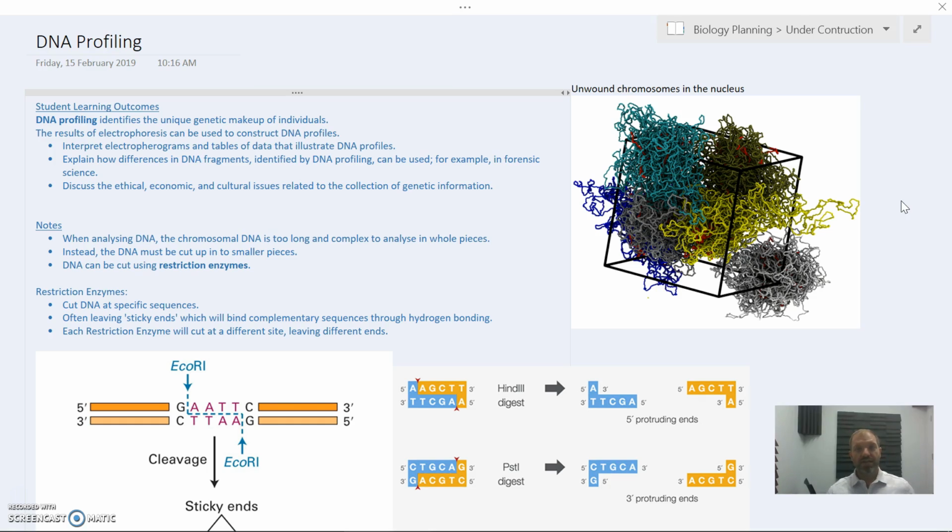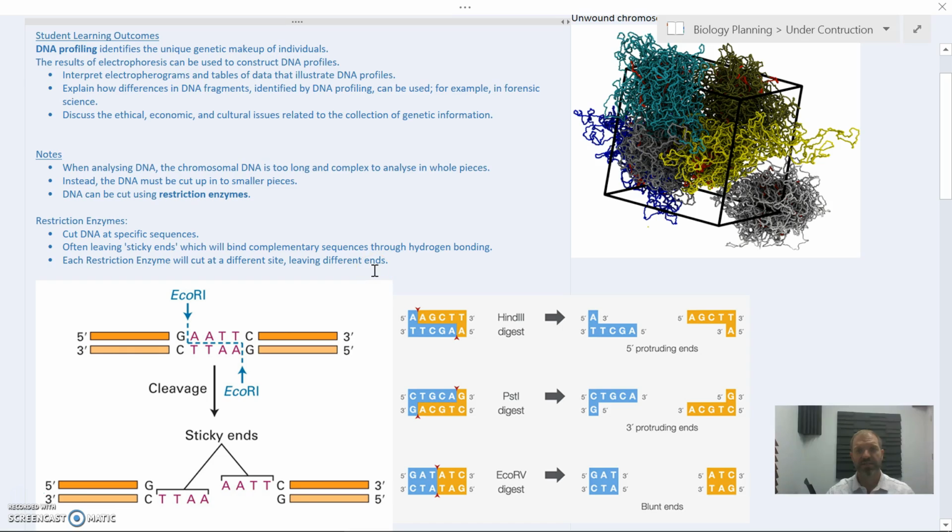So one extra thing we're going to add to our molecular toolkit now and start thinking about is what we call restriction enzymes. Restriction enzymes are special enzymes, proteins that catalyze a reaction, and the reaction that these ones catalyze is cutting DNA, breaking the covalent bonds in DNA in order to cut DNA up into smaller pieces. It will only cut at a specific sequence.